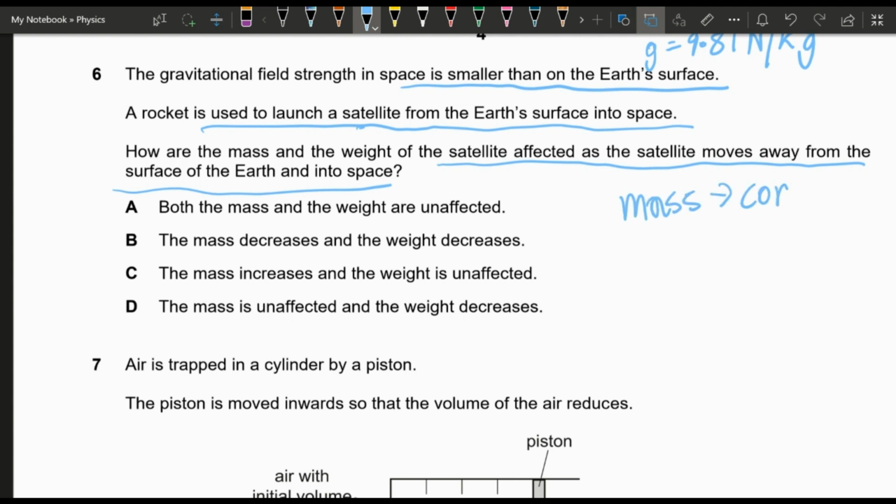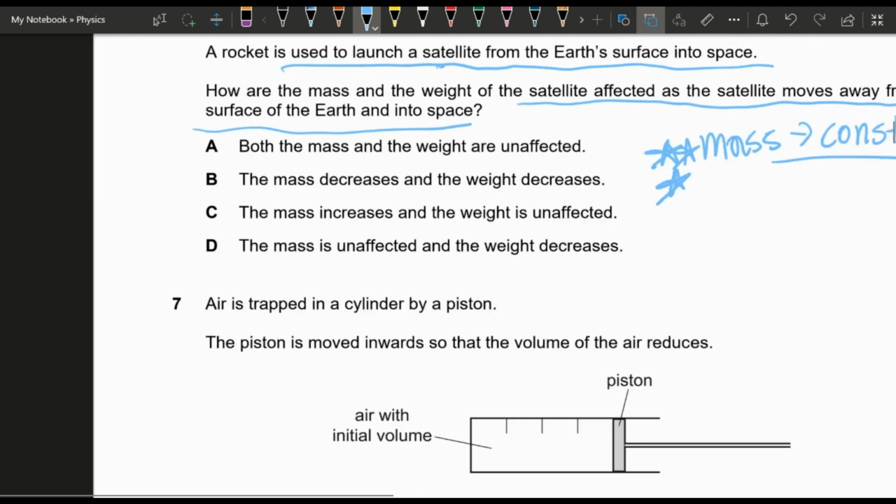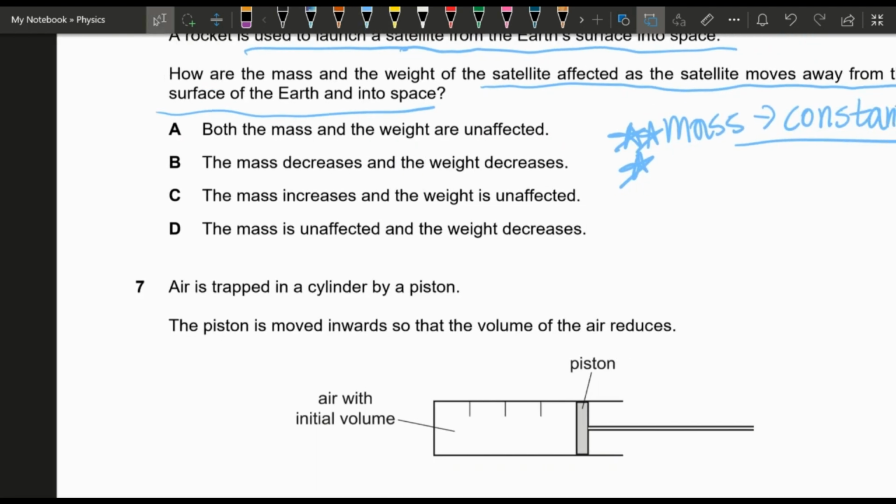Why does mass remain constant? This is a universal rule, a key rule. This is very important. Why? Because mass always remains constant. So whenever they're saying that the mass decreases, this is wrong. The mass increases, this is wrong. Why? Because mass never changes.